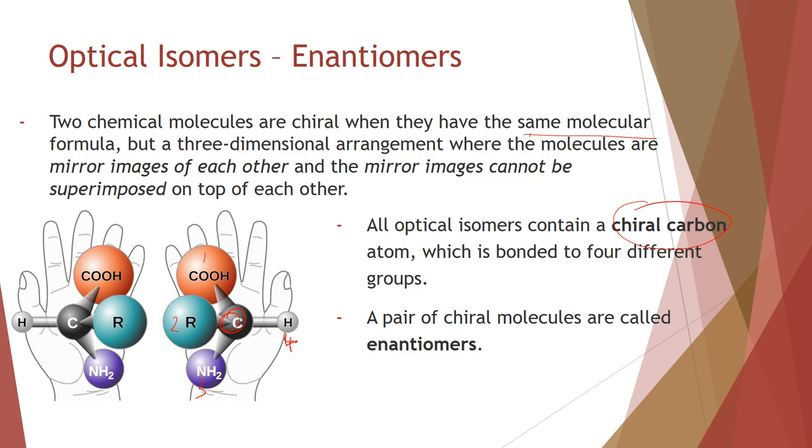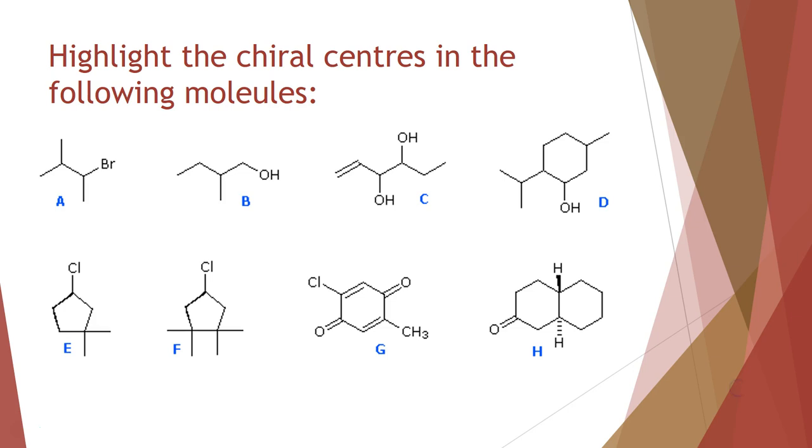Okay, and then the pair of these compounds are referred to as enantiomers, which is the name we give our optical isomers. So if we look at these in terms of highlighting the chiral centers in the following molecules, remembering that every vertex is a carbon, and that those carbons must have hydrogens to meet the number of bonds that are there. We can fill these in.